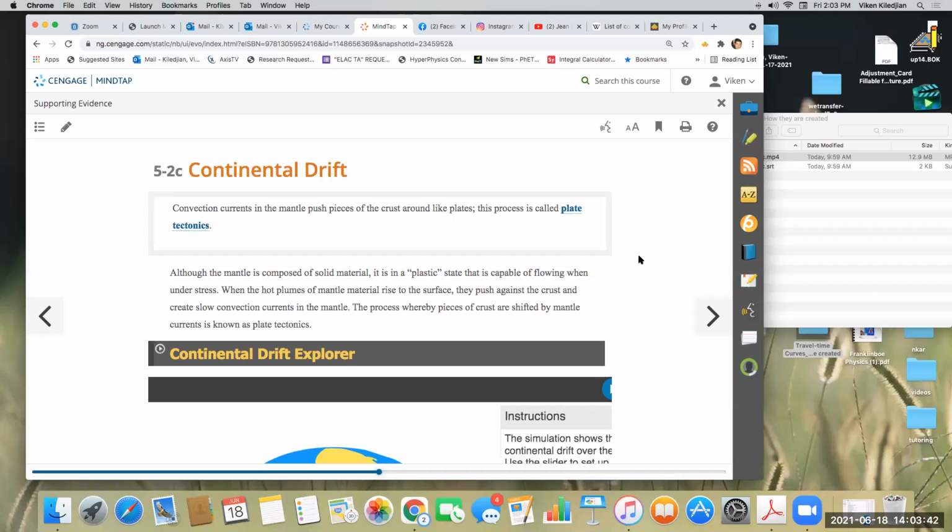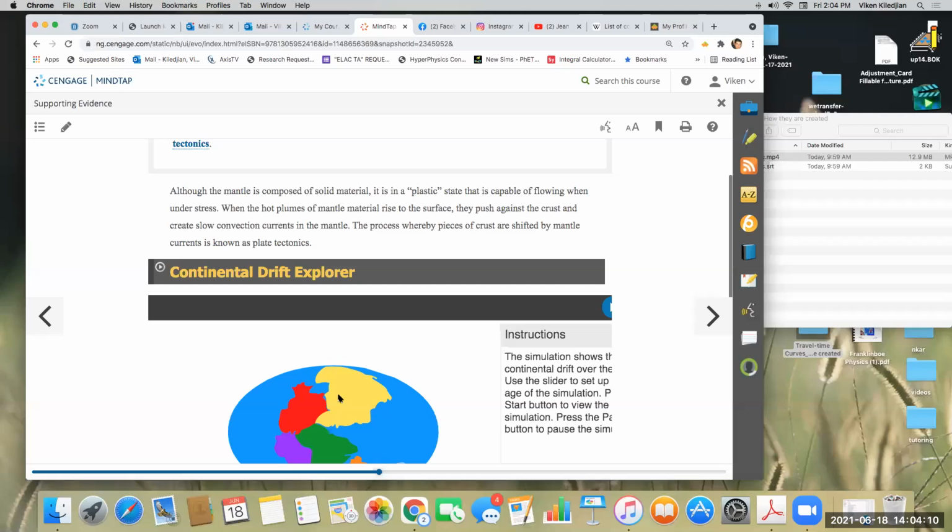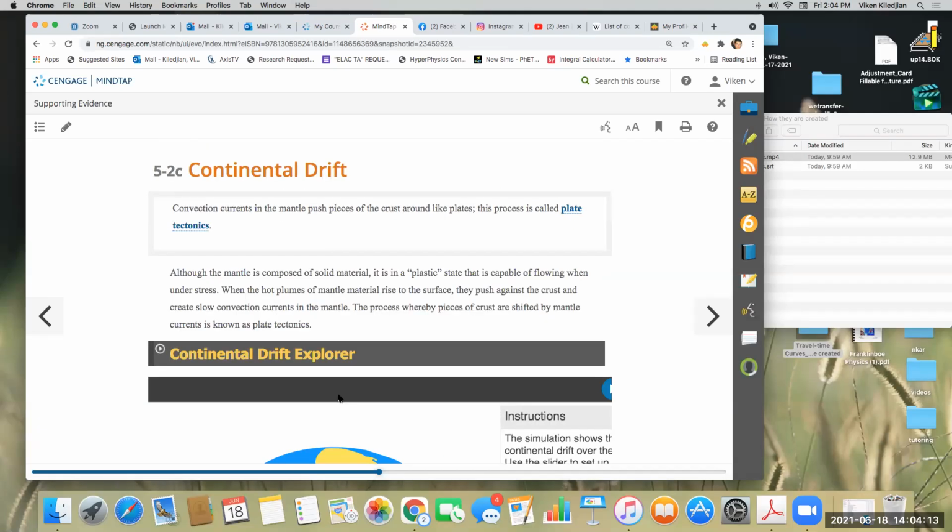Although the mantle is composed of solid material, it is in a plastic state that is capable of flowing when under stress. So we say that it is solid, but it is a flowing type of solid. That's the mantle, and that's what we see when the mantle spews out of volcanoes. We're seeing this lava flow, right? Even though it's flowing, we still call it a solid, the lava that's coming out of the volcano. And as soon as it gets cold, it just solidifies, and we see the true solid nature of the lava.